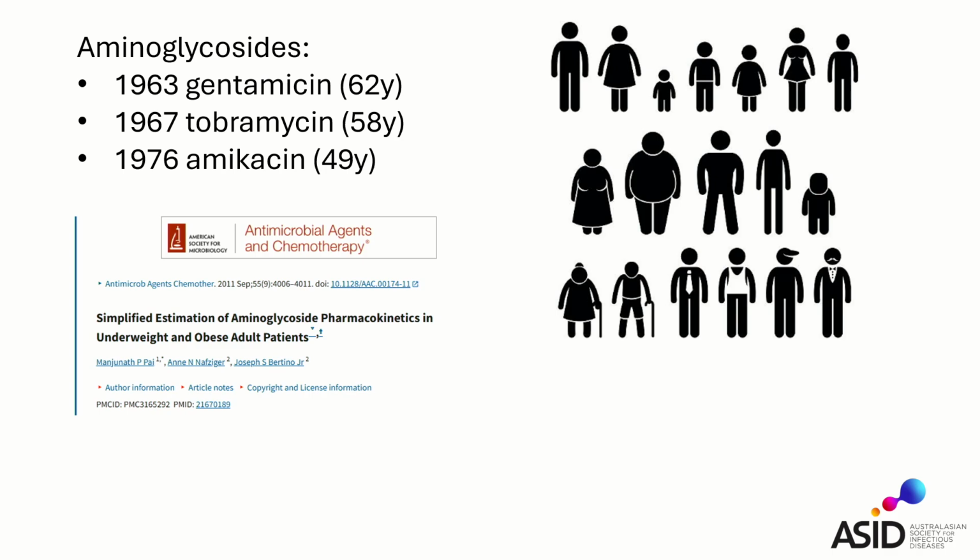So this is the reference that really helped us, and Professor Pai there as the first author has really led a lot of the body size descriptor and general PK/PD research. Essentially, using lean body weight as the body size descriptor helped normalise clearance across all patient groups, including underweight and overweight. So once we were able to normalise those pharmacokinetic parameters and see that that was the body size descriptor that equalised things, then we moved towards using that for our dosing.